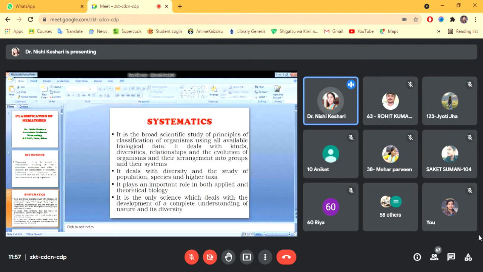Yes, ma'am. So, systematics is the broad scientific study of principles of classification of organisms using all available biological data. It deals with kinds, diversity, and the evolution of organisms into groups and their systems. So with their kinds and diversities, the relationships that we have identified with the comparative data, and the evolution of organisms, how they evolve. Actually, nematodes, I told you in the last class, have evolved through different types of environmental factors in which they are surviving. Suppose the nematodes were previously only the saprophagous nematodes, very large, very thin, and they don't have a stylet, they have only a pharynx. So they just swallow the microorganisms and survive.